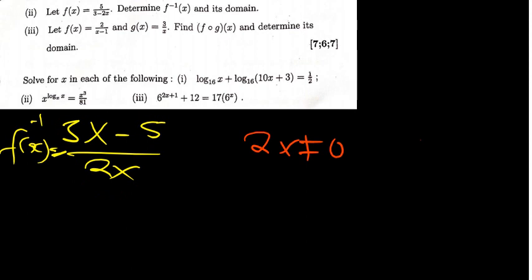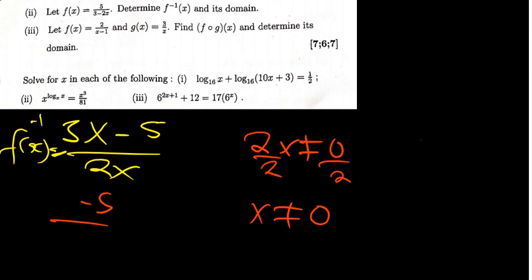So for us to make that function defined, we have to state the condition that the bottom part has to be not equal to 0. Then I need to solve for x. I'm going to divide both sides by 2, meaning that x is not equal to 0. For sure, I can plug in any value for x, but I'm not supposed to plug in 0. The moment I plug in 0, this function will be negative 5 over 0. This will be undefined. You get it?